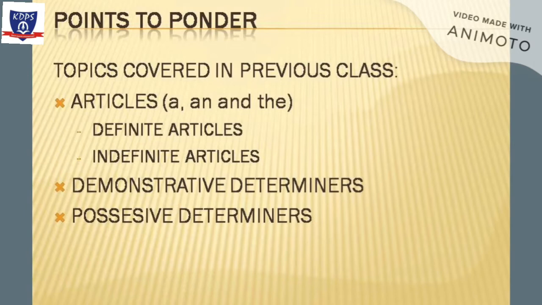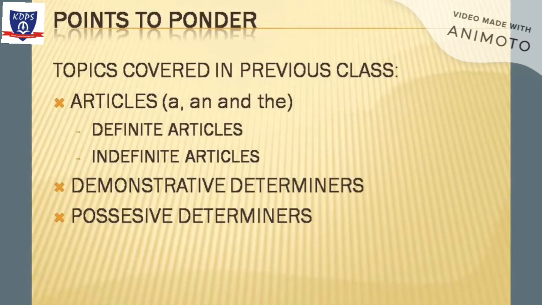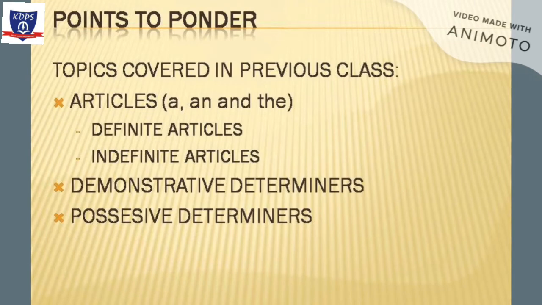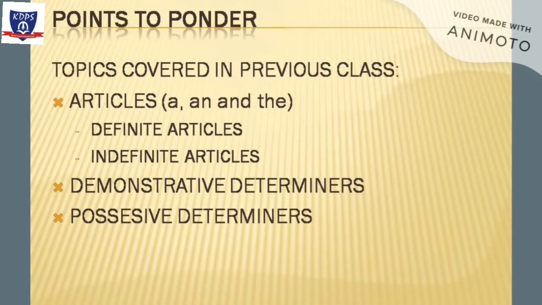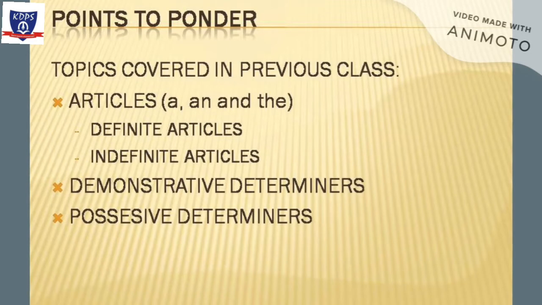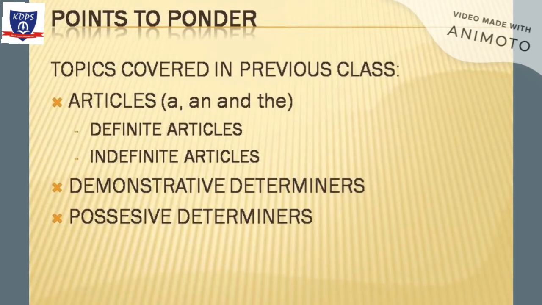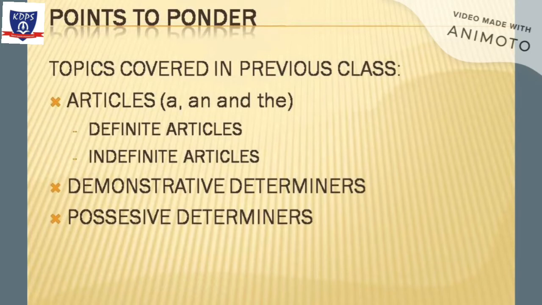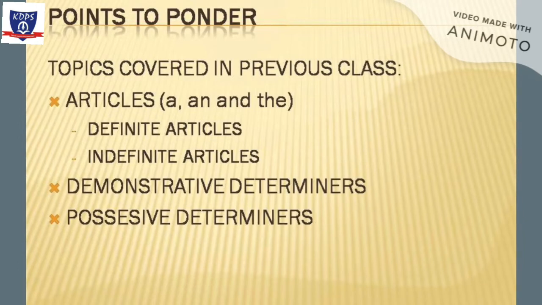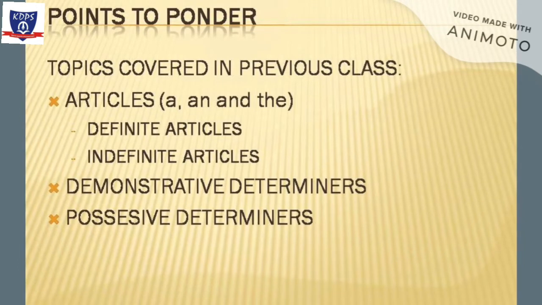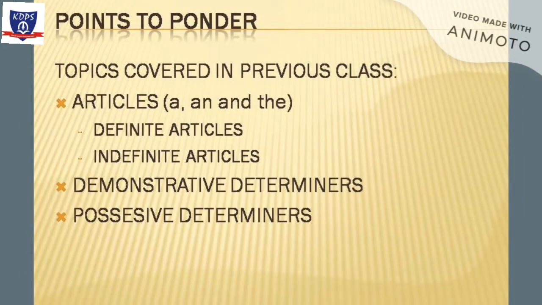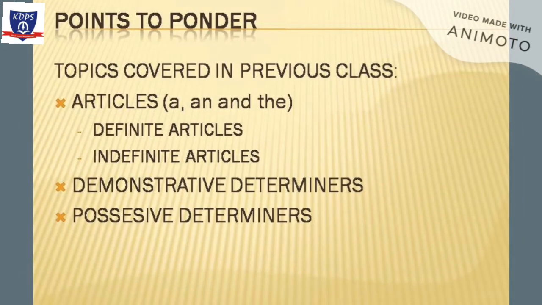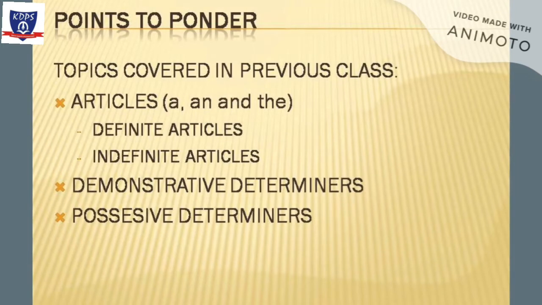We started with the chapter Determiners, in which we completed three types of determiners. The first is articles. In articles we read that there are three articles: a, an, and the. Articles are further divided into two parts: definite articles, when we are talking about some particular thing, and indefinite articles, when the particular thing is not mentioned and we are just talking in a general view. The second type of determiner was demonstrative determiners, when we are pointing at the particular thing and then talking about that particular noun or thing.